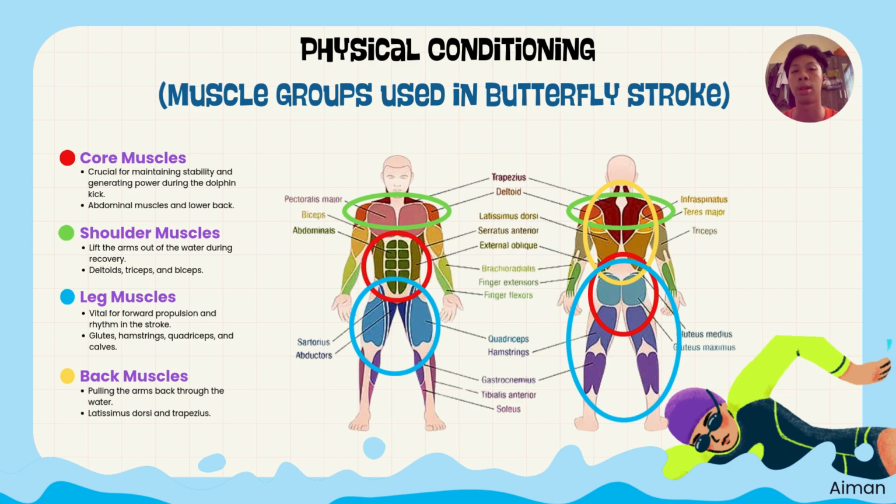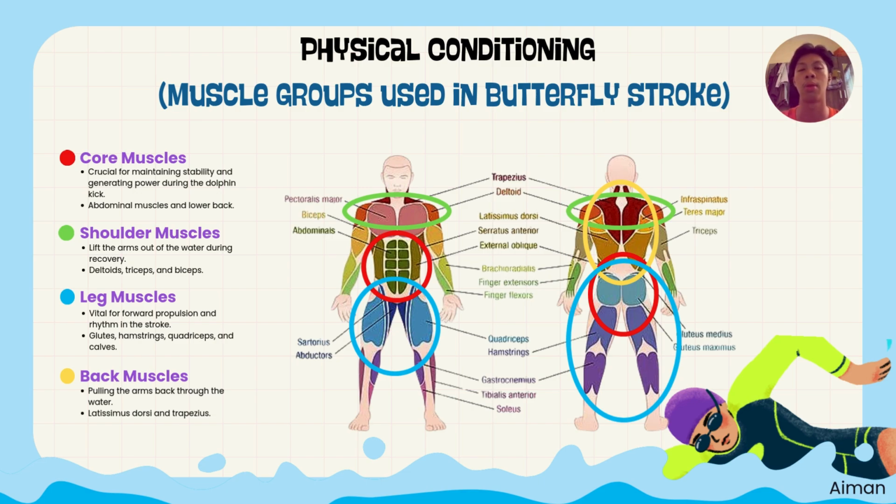Next, the blue color, the leg muscles. The legs engage in a synchronized dolphin kick, utilizing muscles in the glutes, hamstrings, quadriceps, and calves. This kick is vital for forward propulsion and rhythm in the stroke.